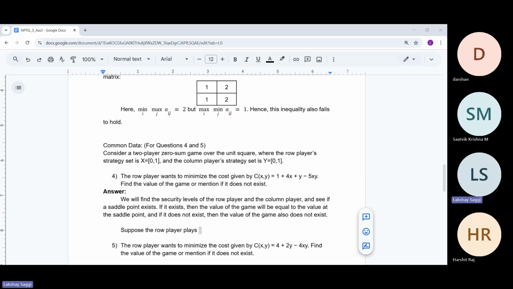Okay, I see in the chat that Satvik has already answered the fourth and fifth questions. For the fourth question, Satvik has written that the value of the game does not exist since there is no saddle point. And for the fifth question, Satvik has written that the value of the game is 4. So Satvik, would you like to write in chat why the game does not have a saddle point in the fourth question?